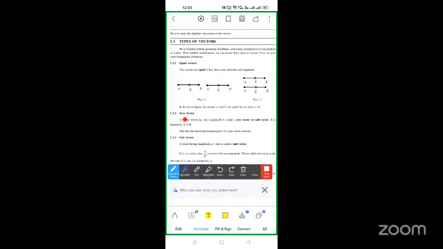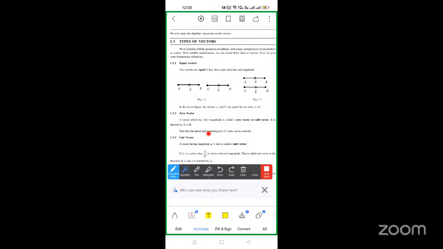Next, zero vector or null vector. A vector having zero magnitude is called a zero vector or null vector. It is denoted by zero bar or zero. So a null vector is nothing but a vector whose magnitude is zero. So null vector is denoted by zero or zero bar.